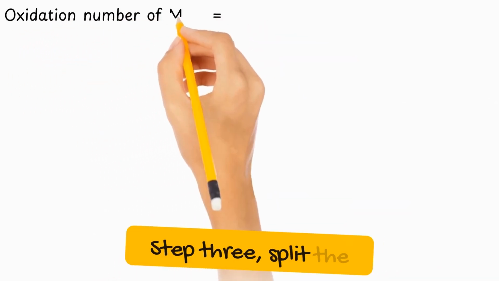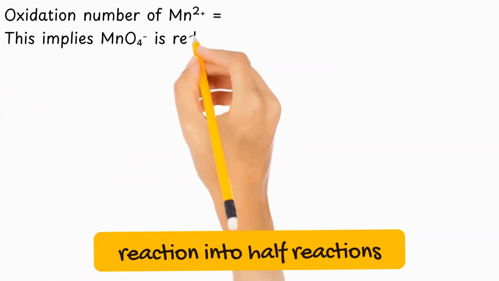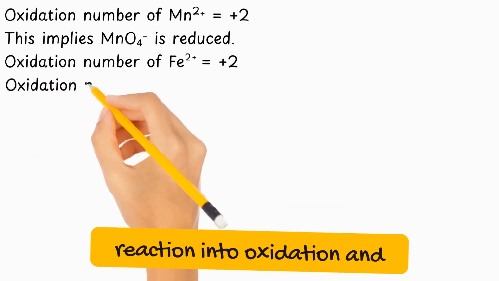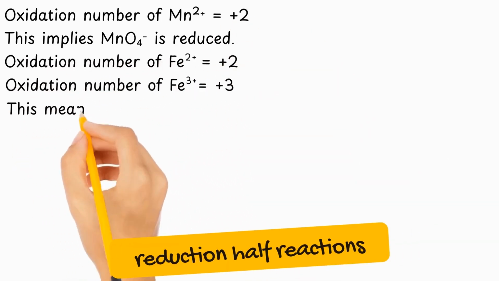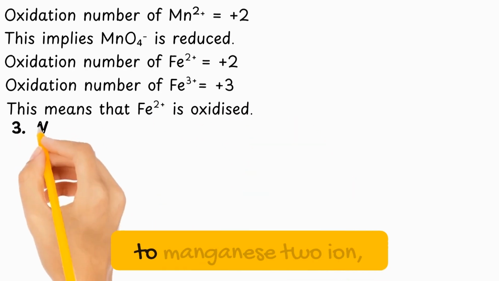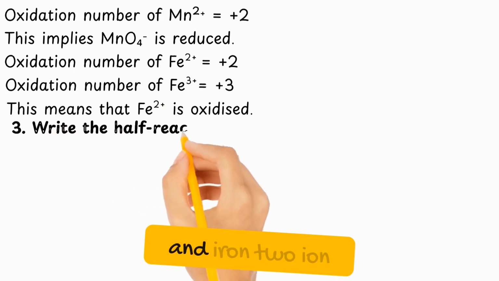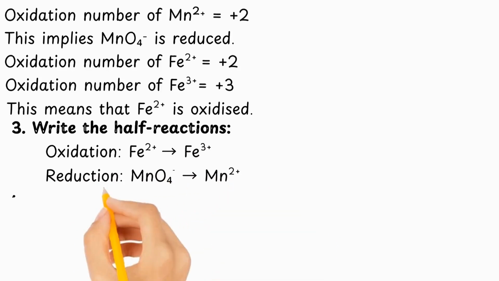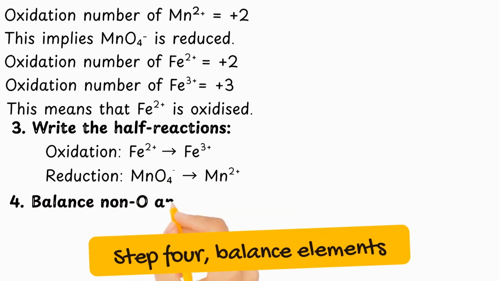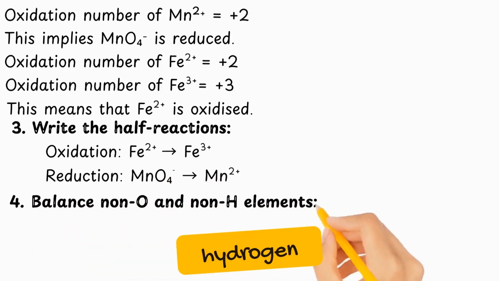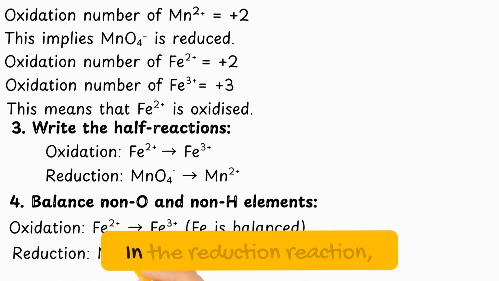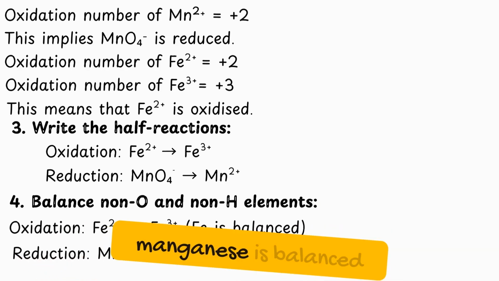Step 3. Split the reaction into half reactions. That is, separate the reaction into oxidation and reduction half reactions. Permanganate ion is reduced to manganese 2 ion, and iron 2 ion is oxidized to iron 3 ion. Step 4. Balance elements other than oxygen and hydrogen. In the oxidation reaction, iron is balanced. In the reduction reaction, manganese is balanced.